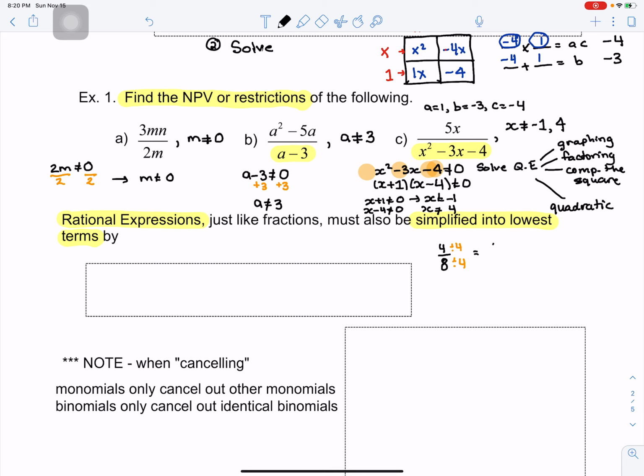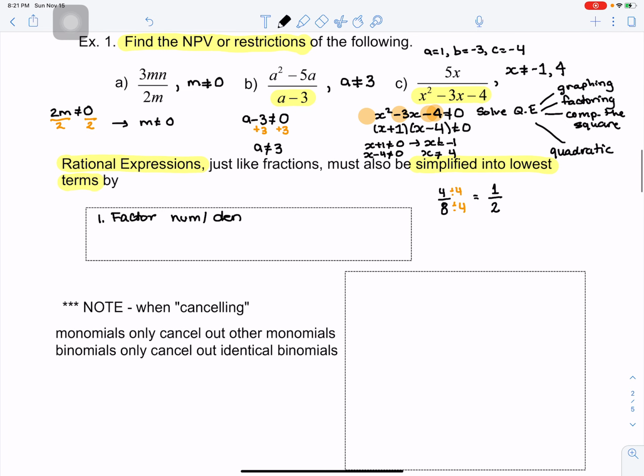4 divided by 4 is a 1. 8 divided by 4 is a 2. So 1/2 would be my identical fraction. If I want to do this with variables, my first step would be to factor the numerator and denominator using your skills from RF1, which is your factoring skill. And then what we need to do is divide out common factors.